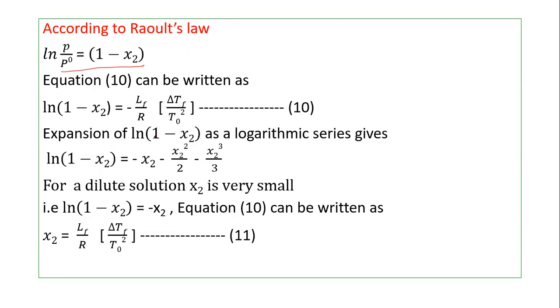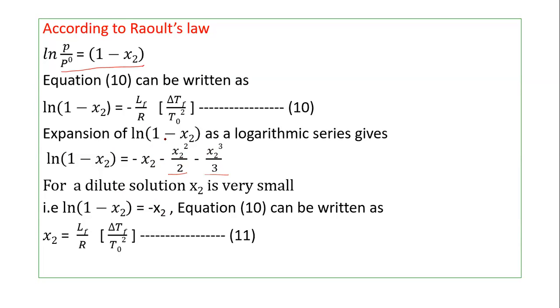Now the logarithmic expansion of ln (1 minus x2) can be written as minus x2 minus x2 square upon 2 minus x2 cube upon 3. Now for a dilute solution, x2 is very small. So as x2 is very small, the x2 square upon 2 and x2 cube upon 3 are also very small, so they are neglected from the equation. The terms beyond minus x2 are neglected. So we can write ln (1 minus x2) is equal to minus x2.